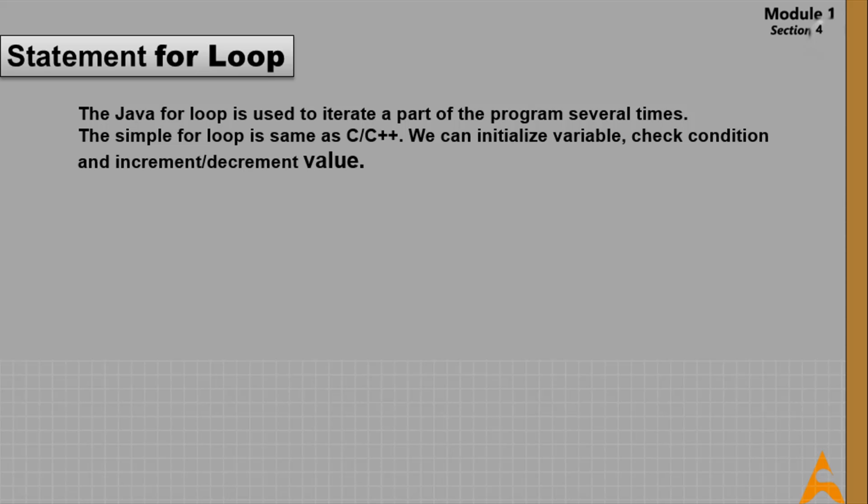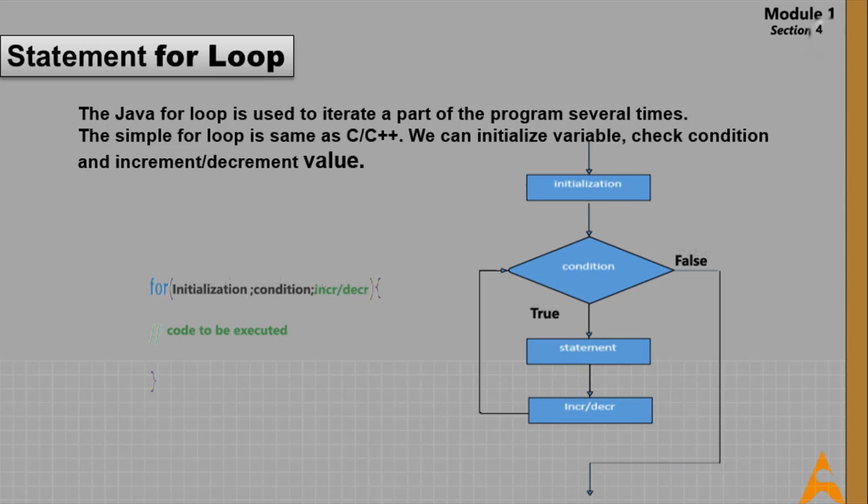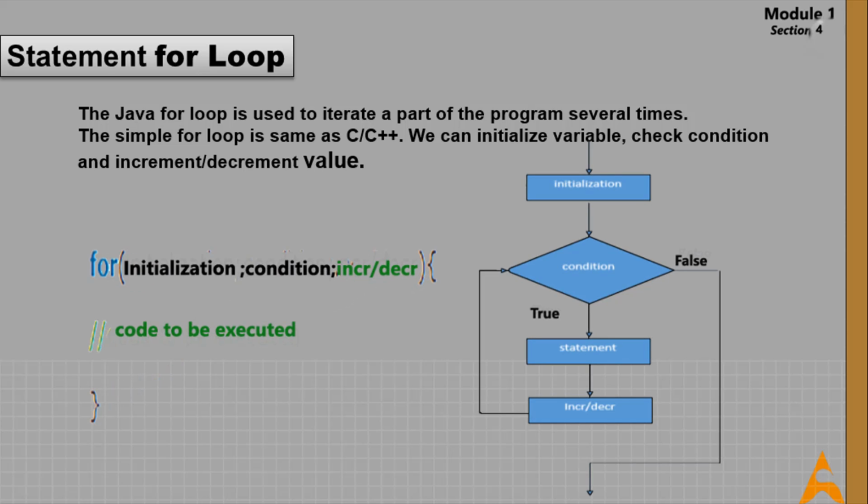The Java for loop is used to iterate a part of the program several times. The simple for loop is same as C and C++. We can initialize variable, check condition and increment or decrement value. You can see the syntax and flowchart of for loop. Now we would learn it with simple Java program.